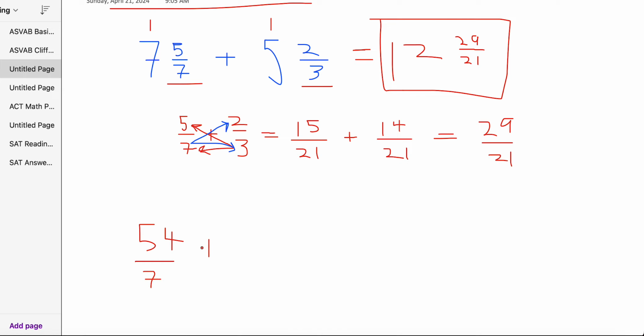And then we do plus. And then we go here, we do 5 times 3 would be 15 plus 2 would be 17. And then this would be over 3. And then again, you'll notice that even though we've converted these into improper fractions, they still have different bases, right? 7 and 3 are not the same, and so we have to work that out.